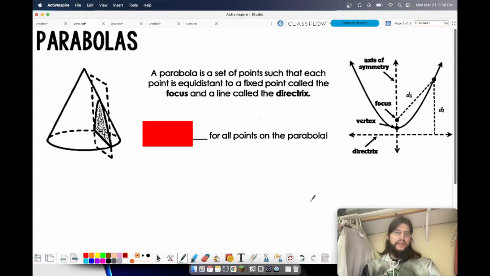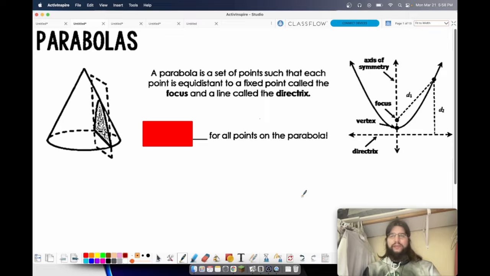Guys and gals, let's check out parabolas. We've talked about parabolas in the past, but we've talked about the function. This time, it doesn't have to be a function. So it is a conic section. If we cut the cone perpendicular to the base, it will form a parabola.